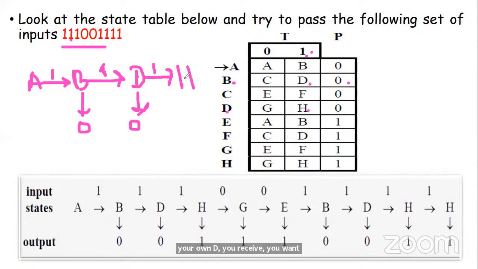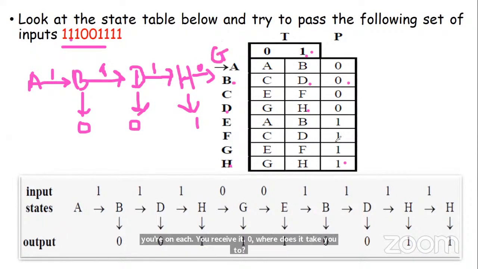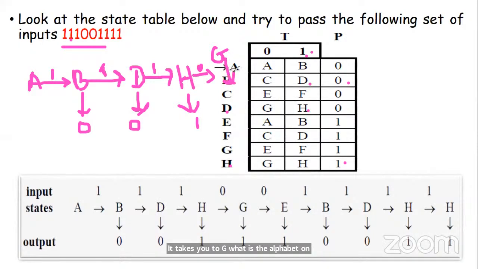H. Now you check it. What's the output alphabet on H? It's 1. Then you're on H, you receive a 0. Where does it take you to? It takes you to G. What is the output alphabet on G? It is 1. And it continues like that.